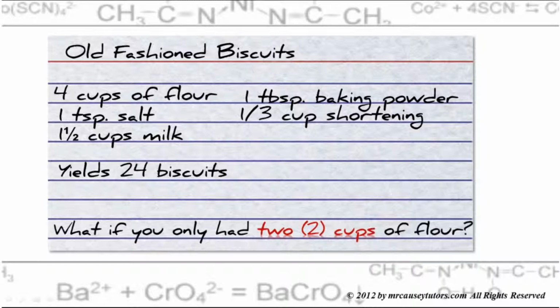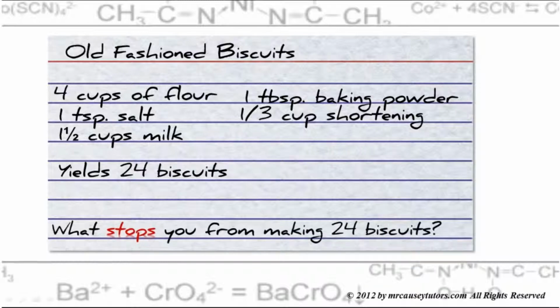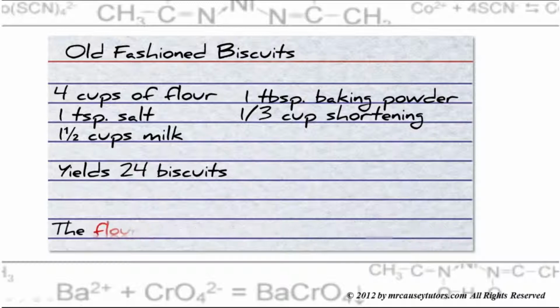But what if you only had 2 cups of flour? Could you still make biscuits? How many? And what stops you from making 24 biscuits? The flour is the limiting ingredient. You need 4 cups of flour, but you only have 2 cups of flour. Therefore, you could only make half as many of the biscuits. Why? Because the flour is keeping you from going on. You need more flour if you're going to make more biscuits. So, you can only make 12 biscuits.